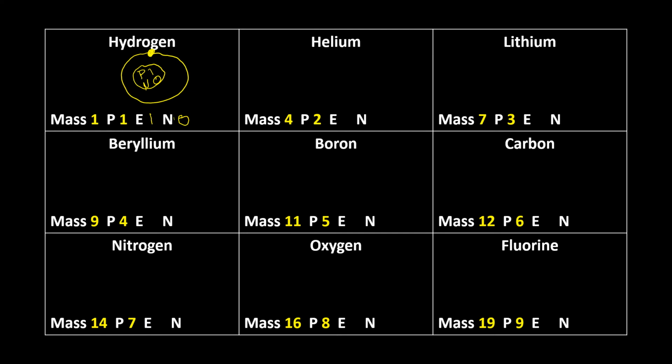If we move on to helium, since I have 2 protons, I have to have 2 electrons. And to find my neutrons, I do 4 minus my 2 protons. It gives me 2 neutrons. So I draw my circle, P2, N2, and I draw my energy level, and I add my 2 electrons to it.